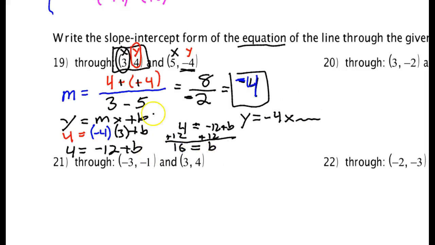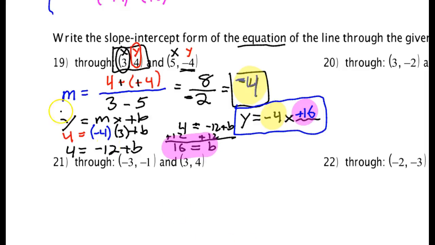So our final answer, we have a slope of negative 4. We'll put that in. And our y-intercept, we know, is 16. So I'm going to put plus 16. There's our final answer, y equals negative 4x plus 16. And notice how we're figuring out all of this without graphing.